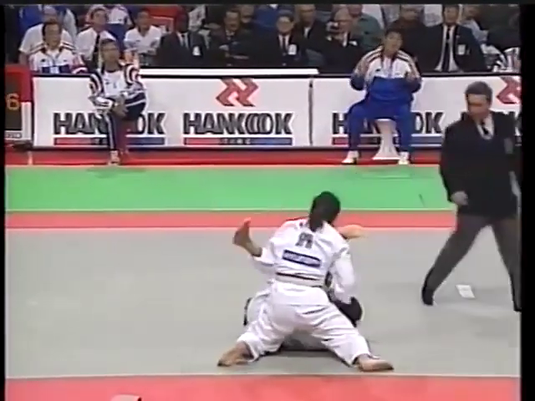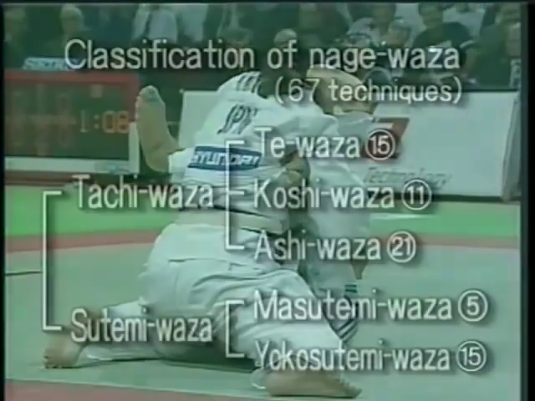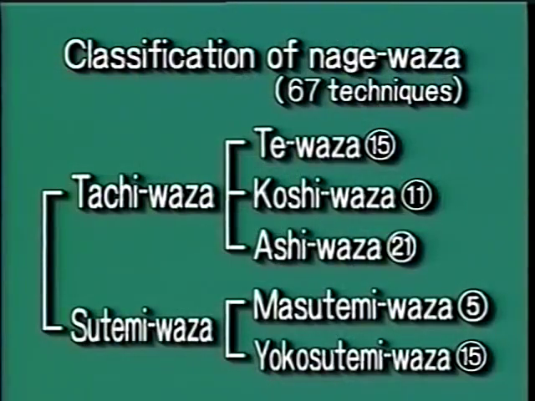Nage waza or throwing techniques can be divided into tachi waza, standing techniques, and sutemi waza, sacrificing techniques. There are 67 techniques in all, and they're classified as shown here. Let's look at the basics of each technique and how it's applied, focusing on the differences between techniques that may appear similar with examples from actual competitions.